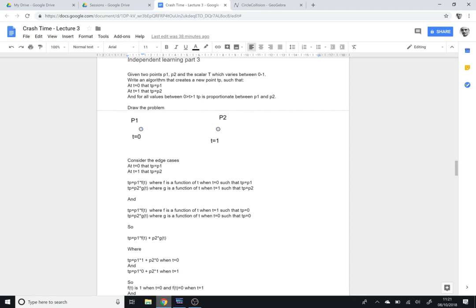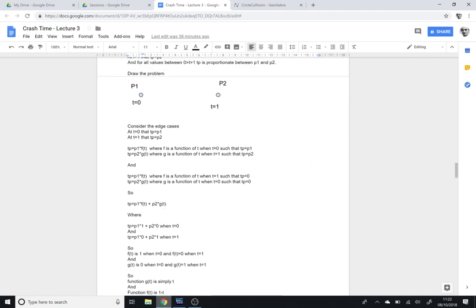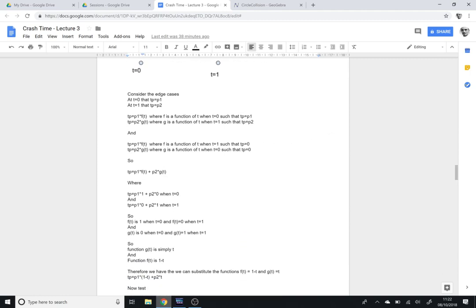So how do we go about solving this problem? Because again, a lot of what we do in maths is solve problems. A lot of what we do in games is solve problems. We're given tasks by the designers, we have to solve the problem. So let's consider the edge case. The edge case is t equals 0, tp equals p1. And at t equals 1, tp equals p2. And then we just make some functions up.